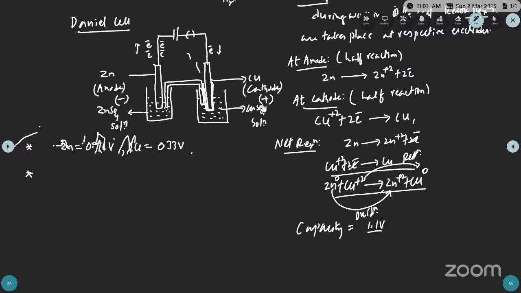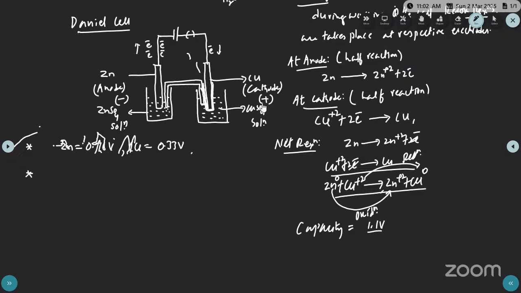So in the electrochemical cell, the anode carries negative charge and the cathode carries positive charge. Why? It is reversed compared to the electrolysis process. The anode and cathode charges are reversed relative to the electrolysis process. Okay, so why is it negative?